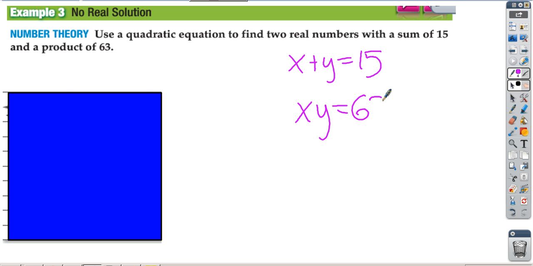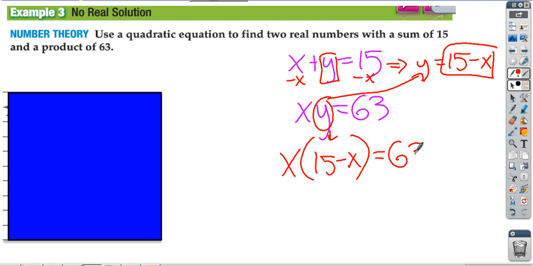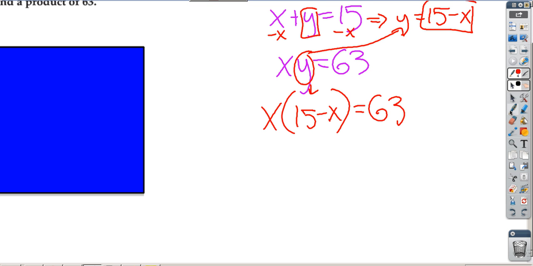Okay, so this doesn't look like a quadratic equation, but here's what we can do to make it look like one. Let's just solve this for y by subtracting x from both sides. So we get y equals 15 minus x, and now we can do something called substitution. We can see a y right there, and we see that y is equal to this. So wherever I see a y, I will just substitute 15 minus x. Okay, and let's now make this look like a quadratic.